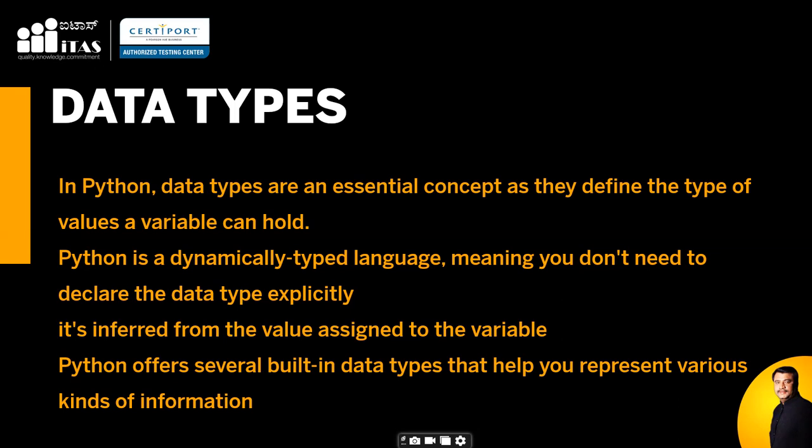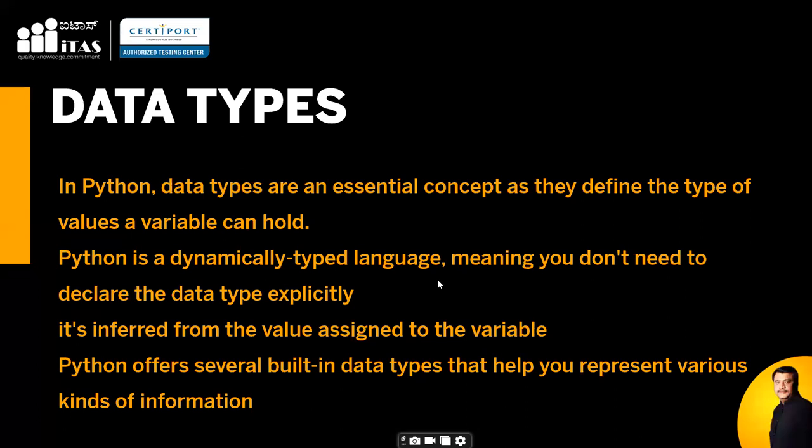Automatically, it will understand the data and assign a data type. That is, it'll declare the data type, so you don't have to bother about it. It happens based on the value we assign; Python will check and then declare the variables. Python offers several built-in data types. There are many built-in data types that help you represent various kinds of information.